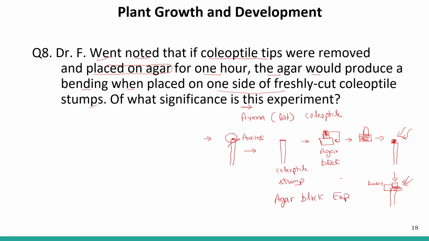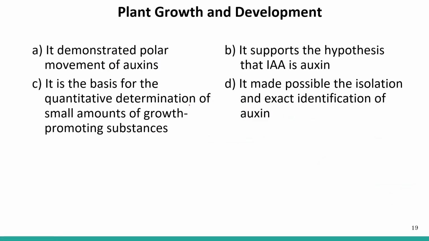Alright. Now we have to select from the options what is the significance of this experiment. First, it demonstrates the polar movement of auxins. Next, it supports the hypothesis that IAA is auxin. Next option, it is the basis for the quantitative determination of small amounts of growth promoting substance. And fourth option, it made possible the isolation and identification of the auxins.